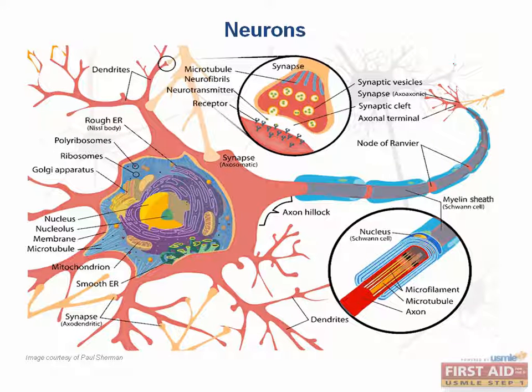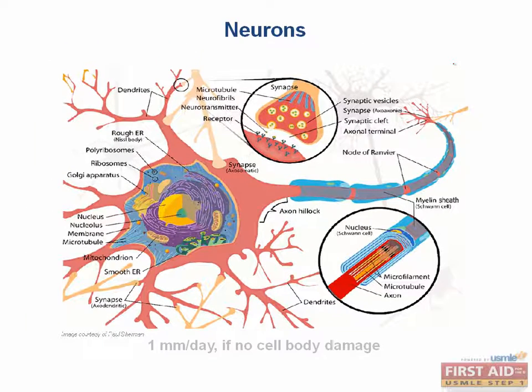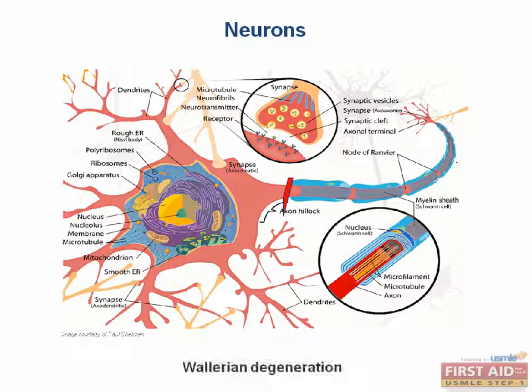Neuronal cell bodies do not regenerate, so any damage to the cell body is permanent. However, axons can regenerate at a slow rate. Any idea of how slowly neurons regenerate? The estimate is about 1 millimeter per day, as long as the cell body is not damaged. Now, following injury to an axon, a special type of degeneration occurs that starts at the point of injury and spreads distally. This is known as Wallerian degeneration.